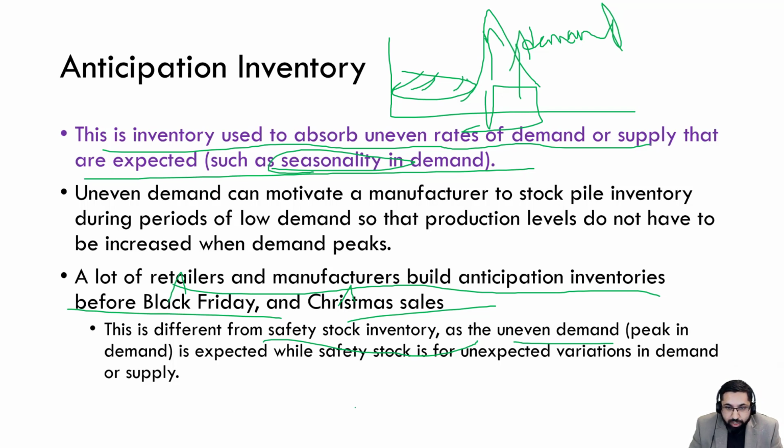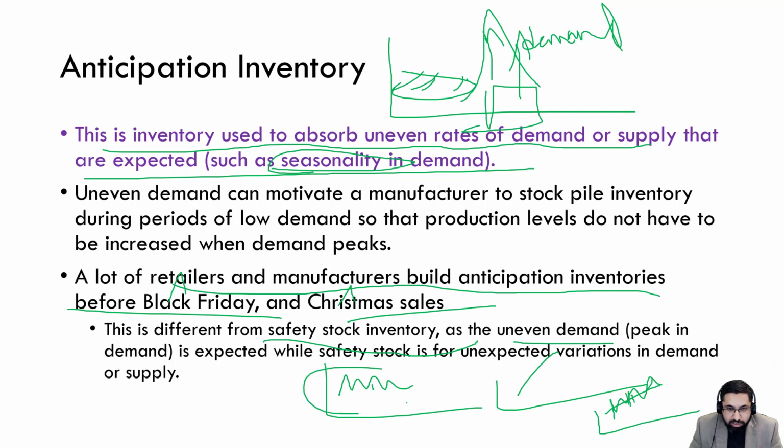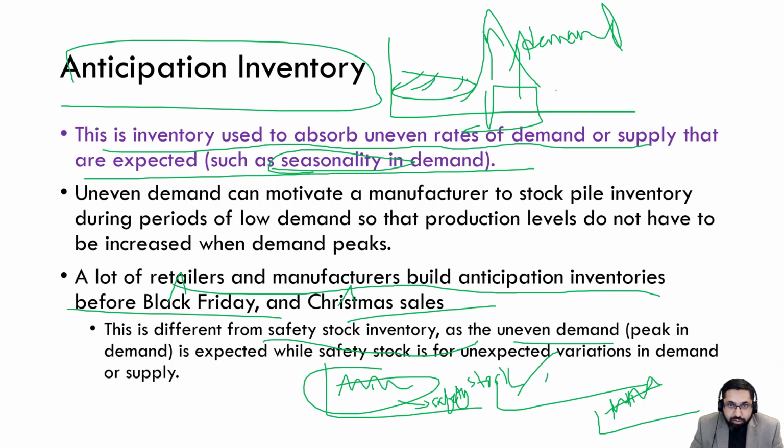If you think about forecasting, we talked about random variation. Even if you have a trend, there's random variation around the trend. That random variation is what leads to safety stock. The more the random variation, which is unexpected and which we can't forecast, the more safety stock we need. Anticipation inventory is different. It's in anticipation of certain peaks in demand because of certain events.